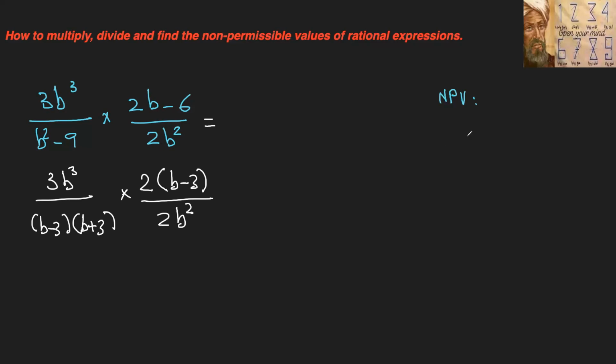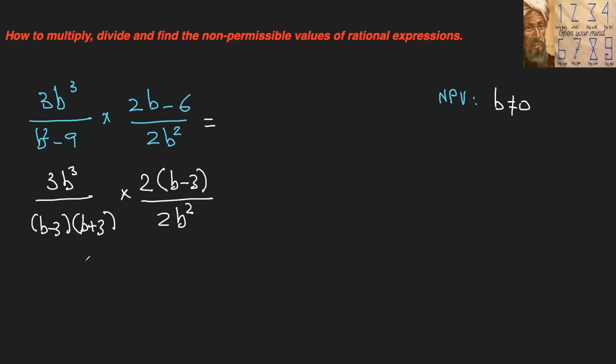Okay, now let's talk about our non-permissible values for this question. So we have a b squared here. Of course, if we make this b 0, then we'll end up with 0 on the bottom, because 0 squared is 0, times 2 is 0. So b cannot equal 0.